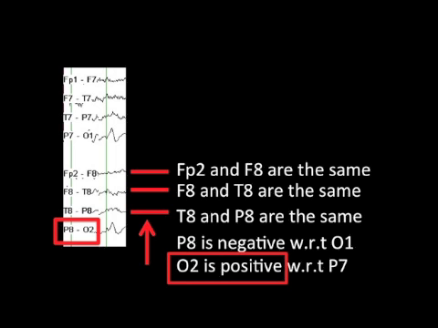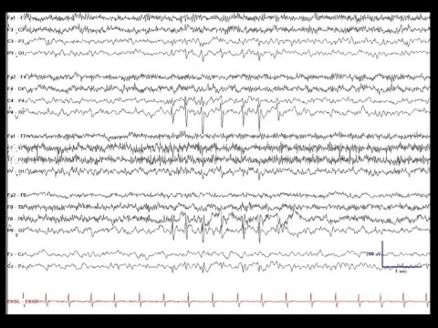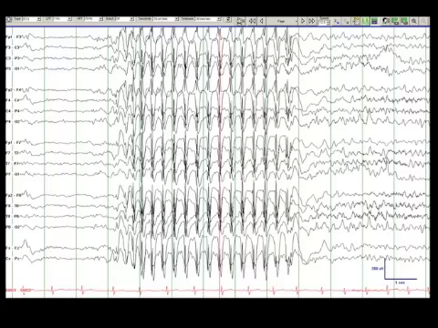If we do the same process on the other side, we see that O2 is positive as well. Therefore, we have a positive waveform in both occipital regions. This is actually a normal waveform that we'll talk about further in additional videos, called a positive occipital sharp transient of sleep, also known as a POSTS. It is important to have a good understanding of the polarity rules when we look at more complex examples, such as this one, or this one.